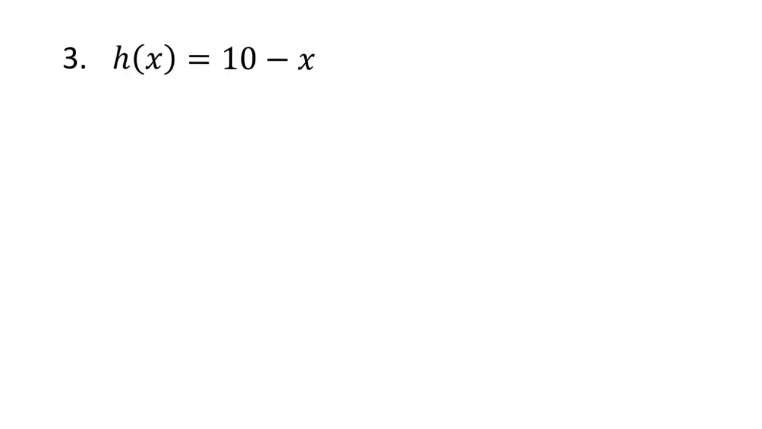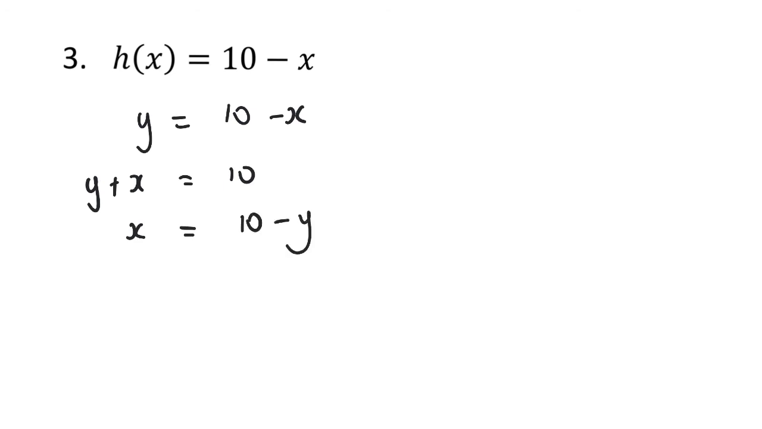And example 3, h of x equals 10 minus x. Again, if we let y equal 10 minus x and make x the subject, we have y plus x equals 10, so x equals 10 minus y. So therefore h to the minus 1 of x, so the inverse function of h, is going to be 10 minus x. Again, we're dealing with the inverse of x, so therefore it has to be an equation in terms of x. Again, let's try a numerical value just to check that out.